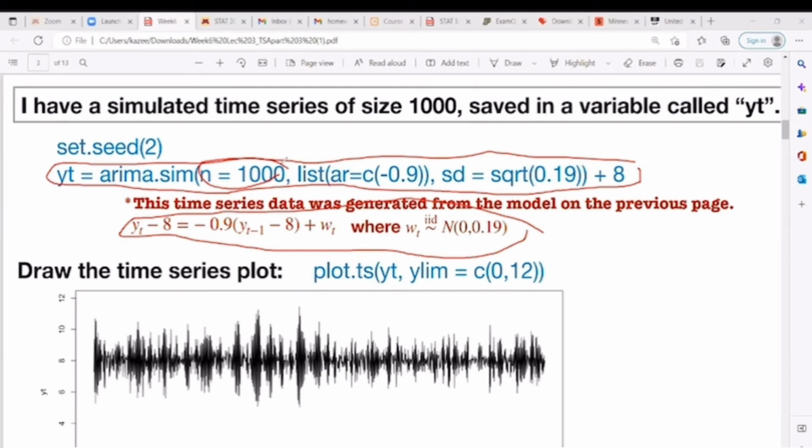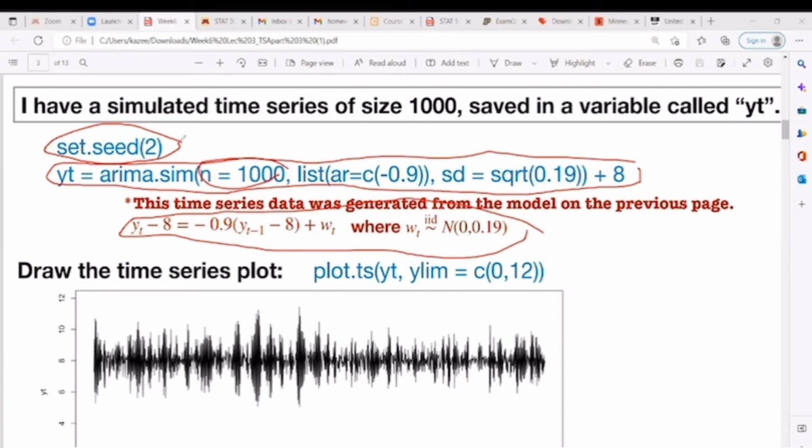Even if you do that several times, you're basically going to have a different data set. Now, what are we going to do? If we actually want to have the same data set, then we need to set a seed. That is what you see here, set.seed.